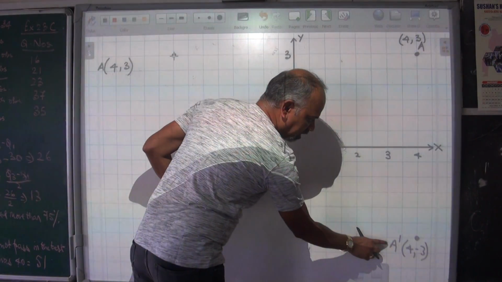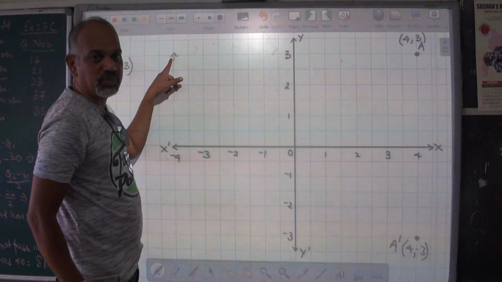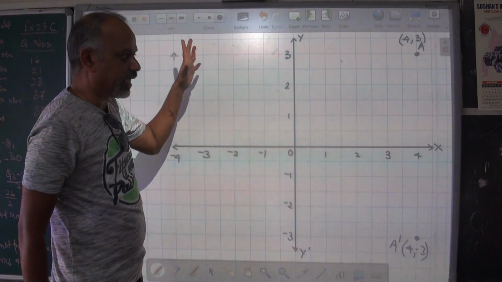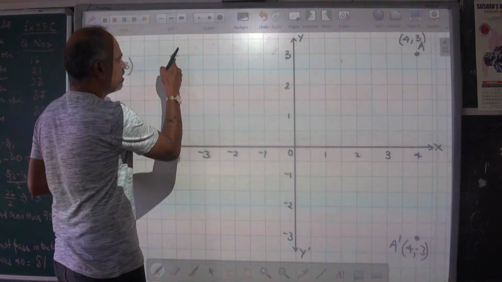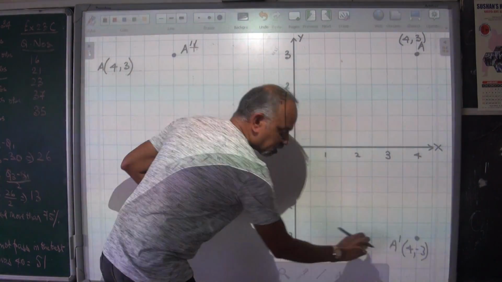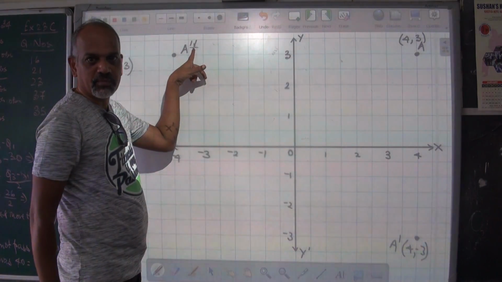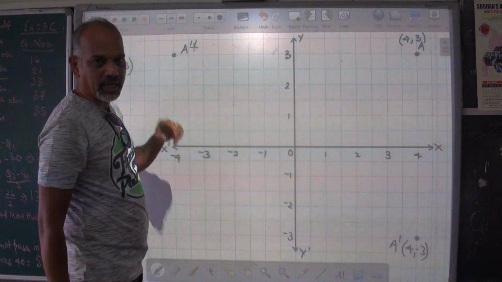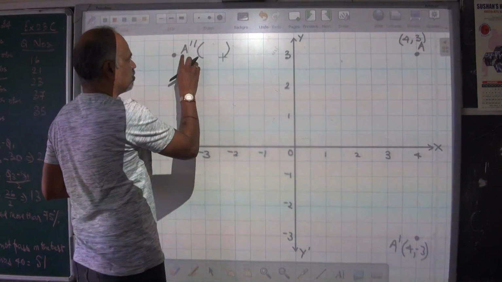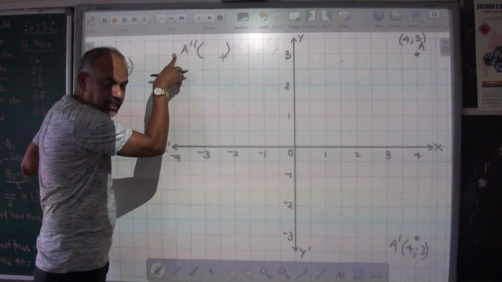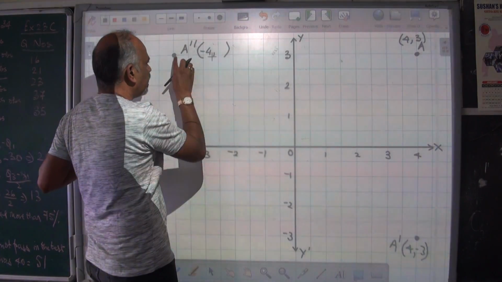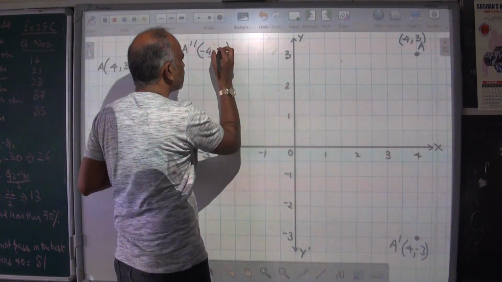We already named one image as A dash. So you cannot name this image also as A dash. You'll have to name it differently, but the A has to be there. So the image here is A double dash. Single dash I already used here. So I'm using a different marking for this. That is A double dash is the reflected point. Now write the coordinates of this. For this point, you see what is the x value first. The x value is -4. And the y value for this is 3.